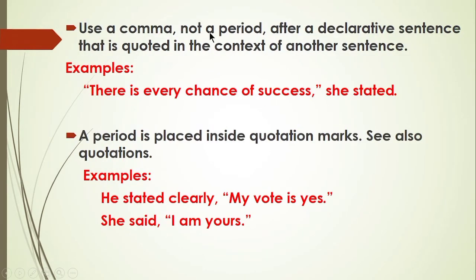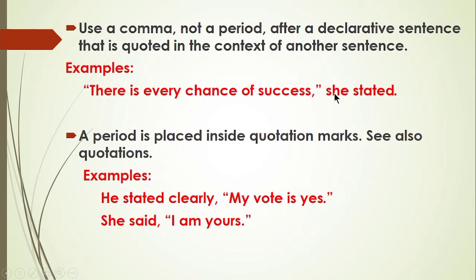Okay, use a comma, not a period, after a declarative sentence that is quoted in the context of another sentence. Remember, whenever there is a quotation and it is followed by a declarative sentence in the same sentence, we have different clauses. One is enclosed in inverted commas, while another is the reporting speech. So the reporting speech is followed by a period or full stop rather than a comma.